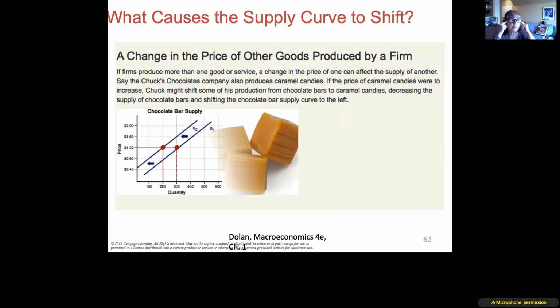So what does Chuck say? I could produce more caramels and less chocolates and make more money. So what's Chuck going to do? He's going to take some of his production line that presently produces chocolates and move it over to caramels. This is actually the notion of the chassis that auto manufacturers have produced.